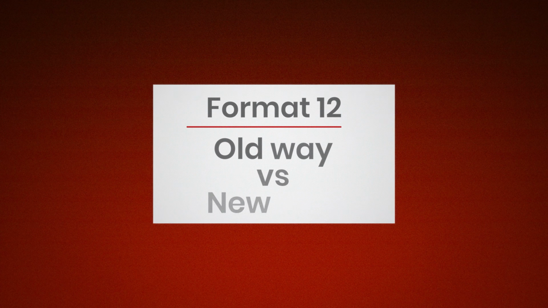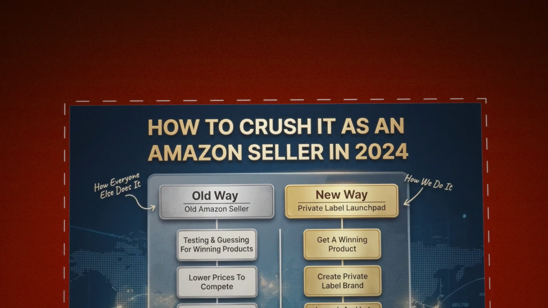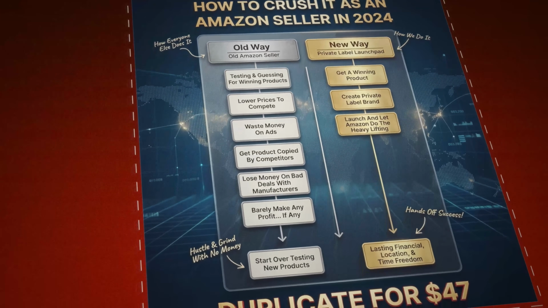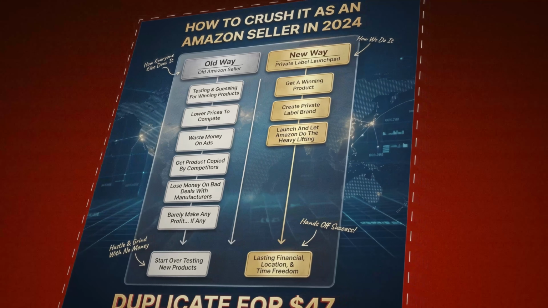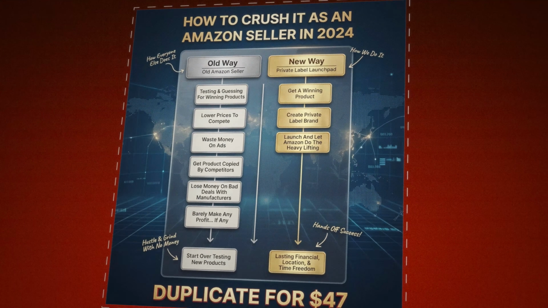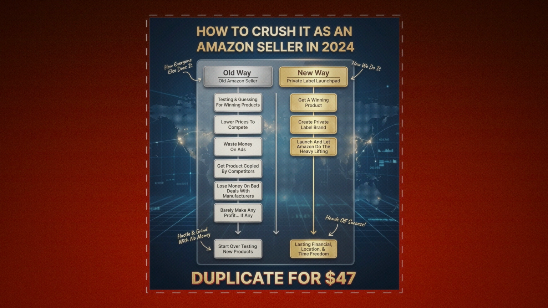The 12th is the old way versus new way image. Here's a textbook example. We had an Amazon FBA offer that we were running, and we titled it, How to Crush It as an Amazon Seller in 2024. There were 2 columns. The old way listed the failure cycle of a traditional Amazon seller. The new way listed the private label launchpad system, and the CTA at the bottom read, duplicate for $47. The format does the intellectual work for the viewer before the copy does. They see the contrast in 2 seconds. They don't have to connect the dots themselves.